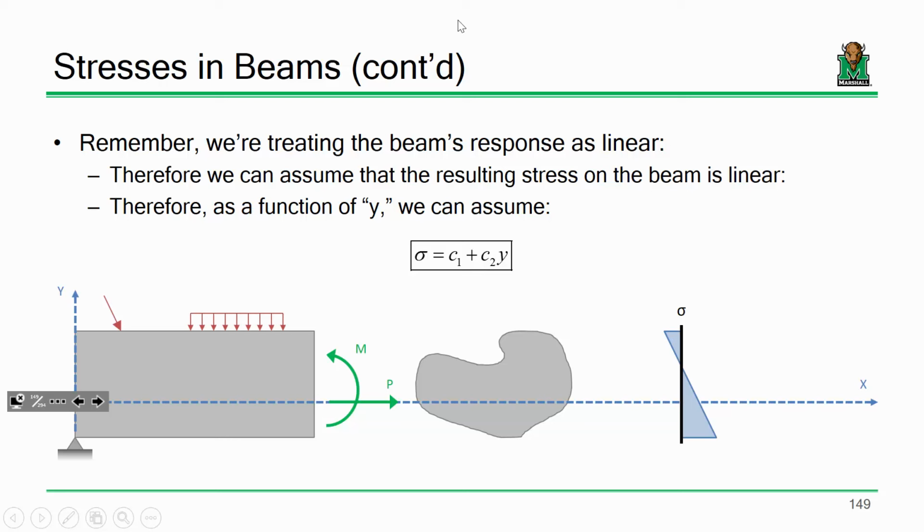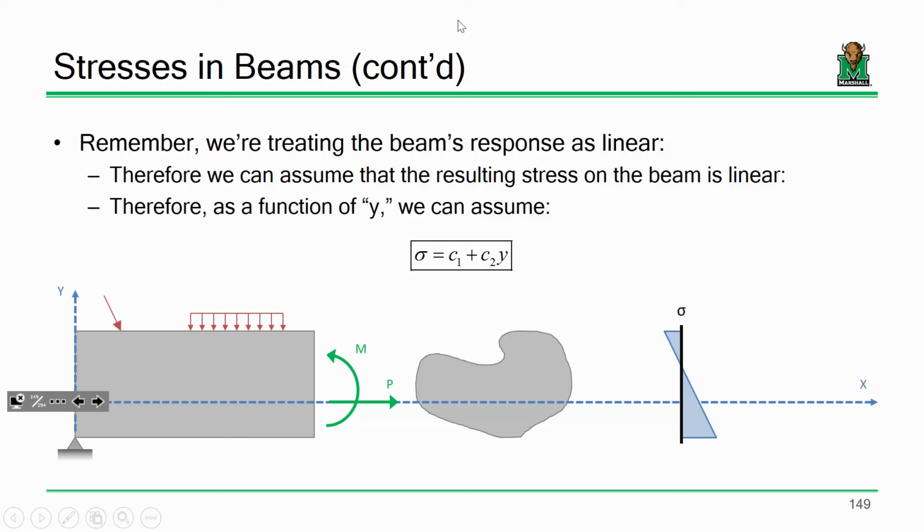Now, I'm assuming that the beam's response is linear, and I've got two unknowns. So what's the equation of a line? y equals mx plus b or something like that? So I'm proposing that the stress is something like that. In other words, the stress is a constant plus a constant times y. Why am I doing it times y? Because I'm assuming the stress varies in this direction. Those constants, I don't know what they are yet. So I've got two unknown constants, c1 and c2. But I have two known quantities: I know I'm putting some axial force on this section, and I know I'm putting some bending moment on this section.